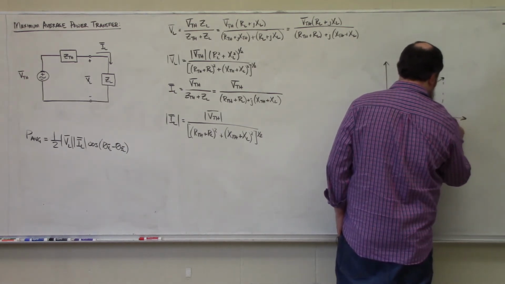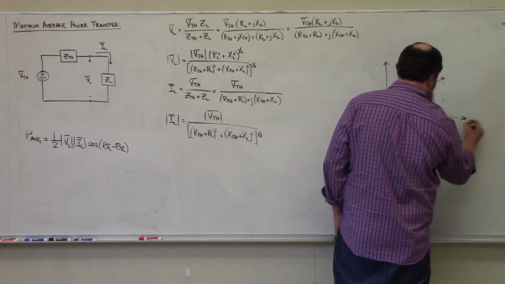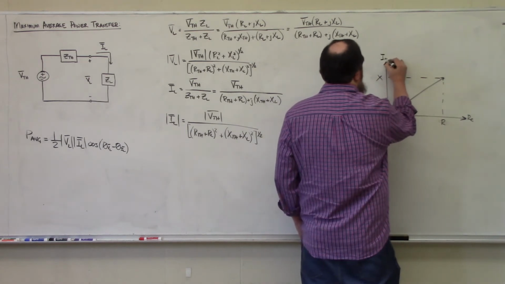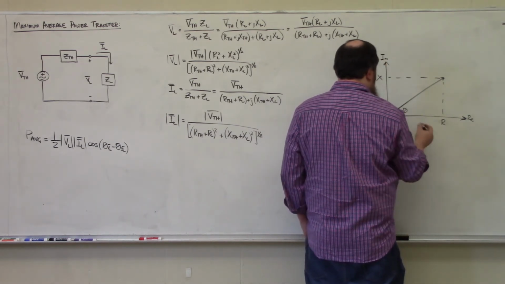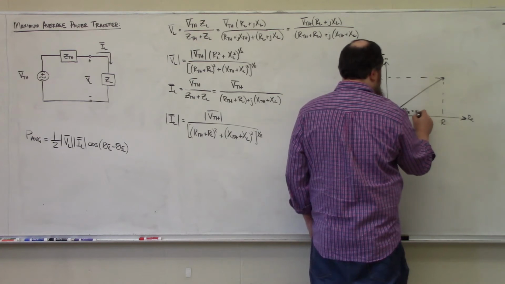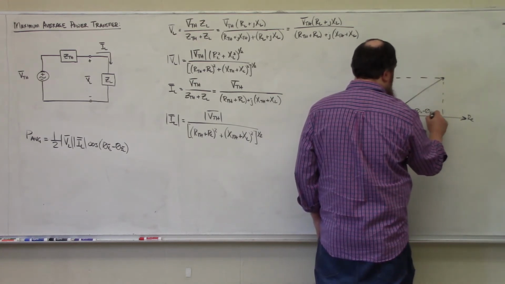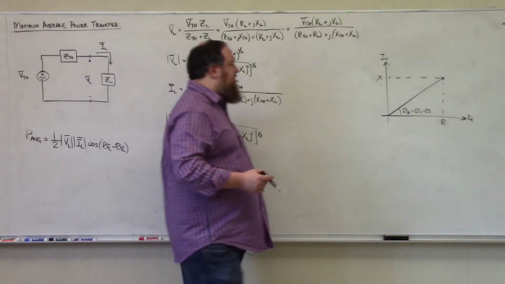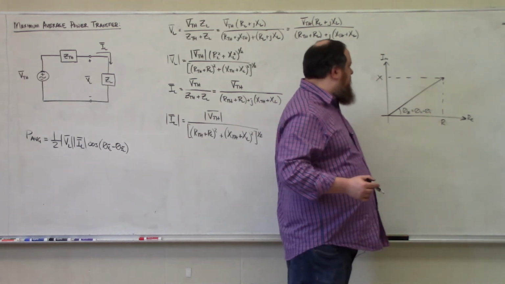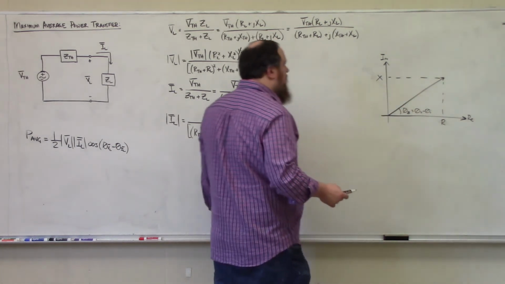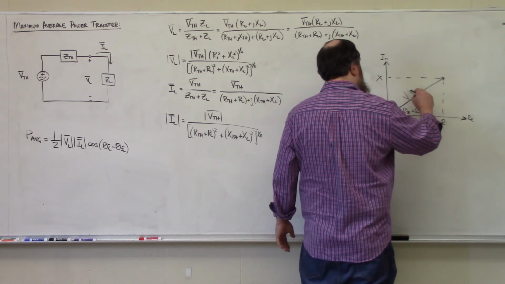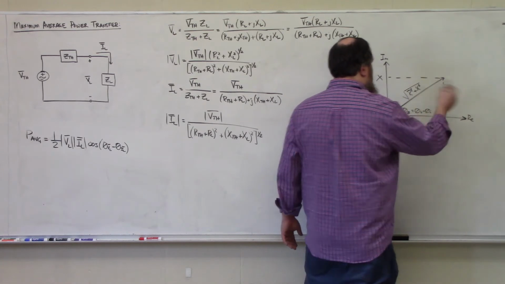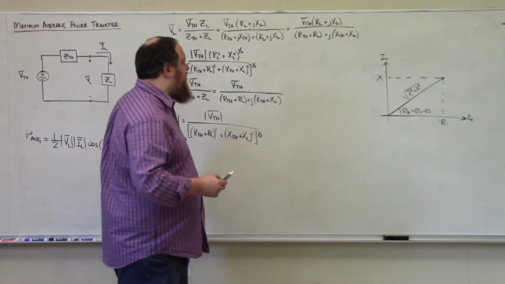So this is R on the real axis, X on the imaginary axis, and this is theta Z, which again is equal to theta V minus theta I. So cosine function, by definition, is the adjacent divided by the hypotenuse, where the hypotenuse in this case is R squared plus X squared square root, using good old Pythagorean theorem.